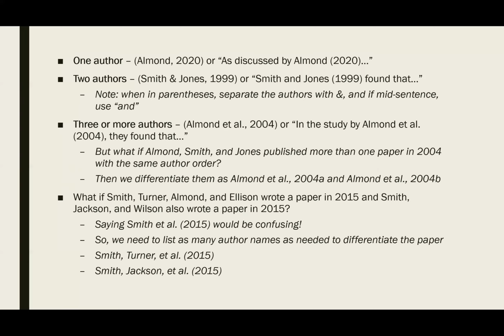So in this case, you'd say Smith, Turner et al. 2015 for the first paper, and Smith, Jackson et al. 2015 for the second. However, if for some reason it was Smith, Turner, Almond, and Ellison, and Smith, Turner, Jackson, and Wilson, you would have to say Smith, Turner, Almond et al., and Smith, Turner, Jackson et al. So I hope the general technique is clear for that.